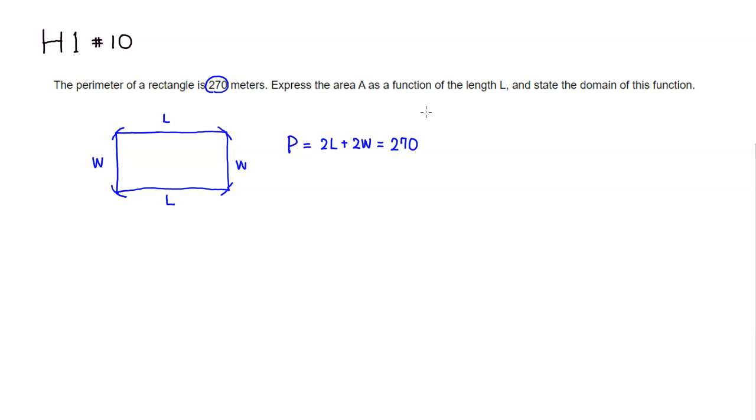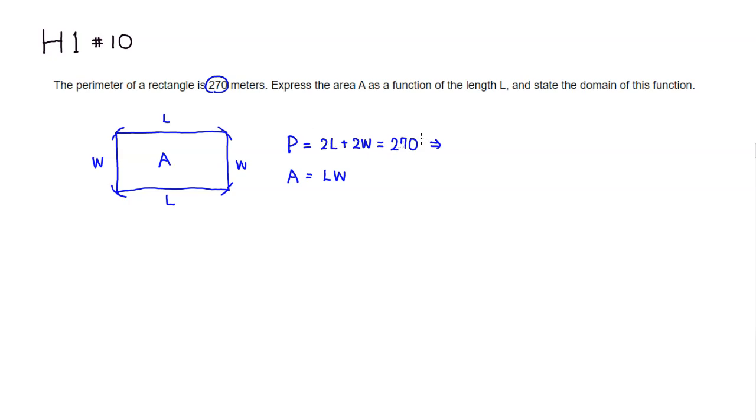Then area, so area A, I'm going to put area here. Area A is simply base times height. So base is L and height is W. So L times W, right? But we want a function of length only, L, so we have to get rid of W. Here's how we can do it. We have the original equation, and I'm going to solve for W there.